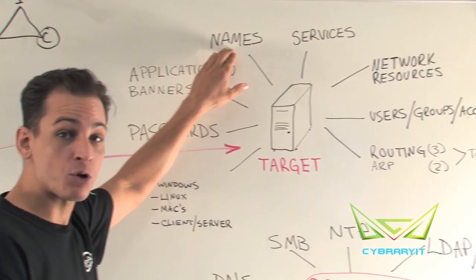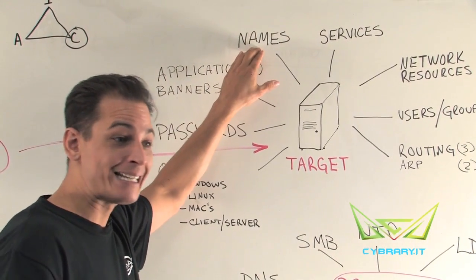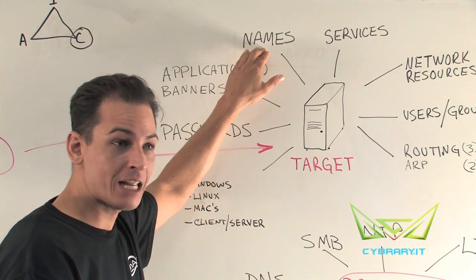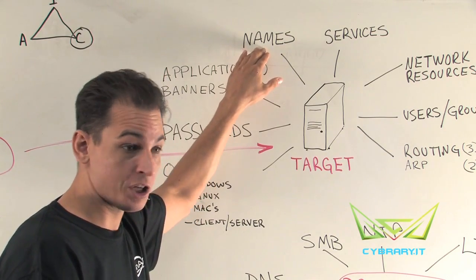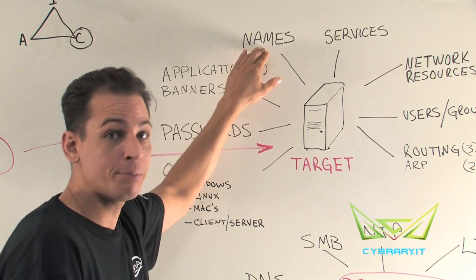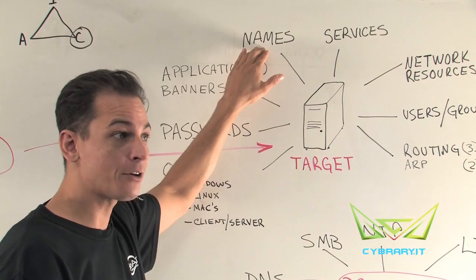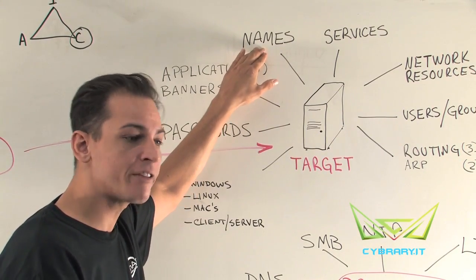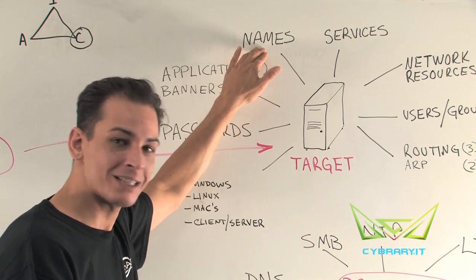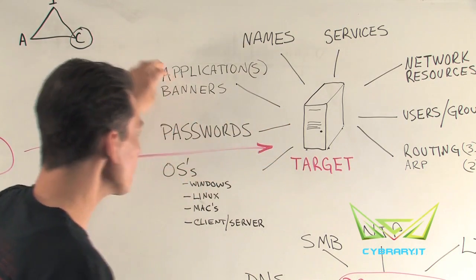Also, what names or naming conventions do they use? Is it a DNS name? Is it a NetBIOS name? Is there no name resolution? Can you only talk to it with TCP/IP? Or maybe it's a router that doesn't use a naming convention. All of this starts to paint the picture of what exactly our target looks like.